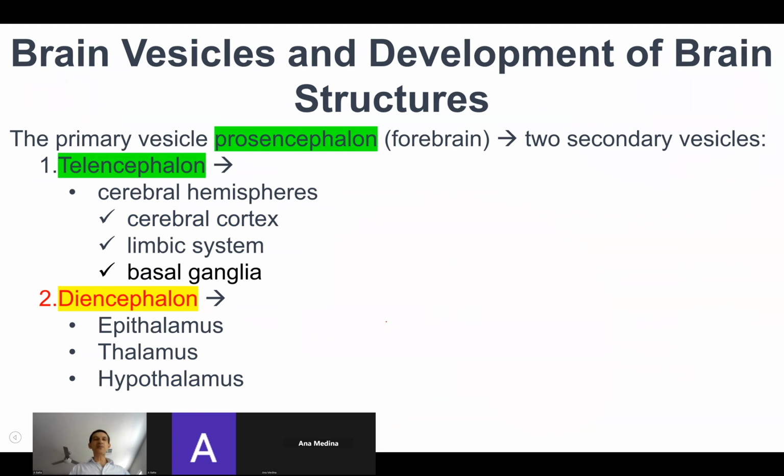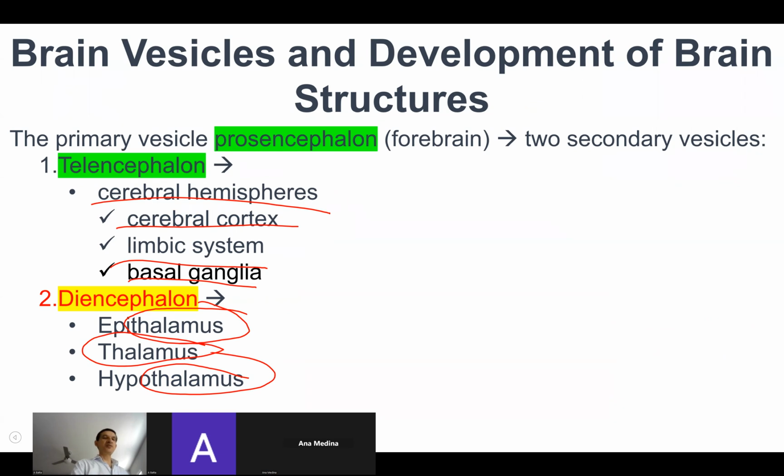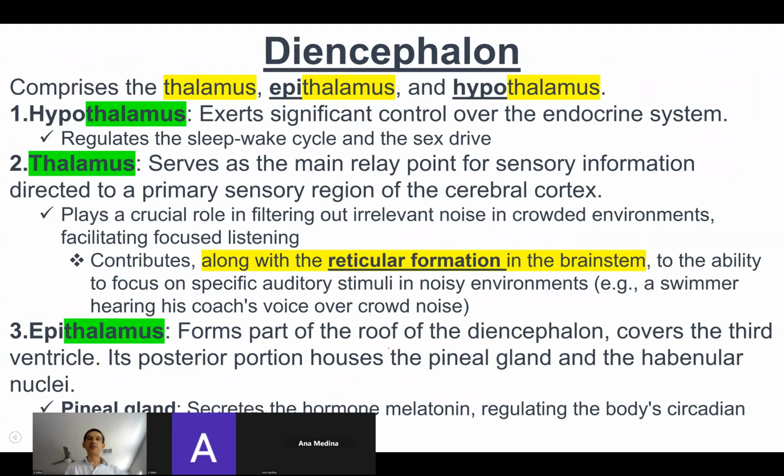All right, now let's move to the diencephalon. We did the cerebral hemispheres, the cortex, the limbic system and the basal ganglia. Now let's do the diencephalon. It is pretty straightforward. There are three parts to it. Just remember, thalamus is in the word. Epi means on top, hypo means underneath. Epithalamus, thalamus, hypothalamus: three main parts of the diencephalon. Let's do it. Start with hypothalamus.